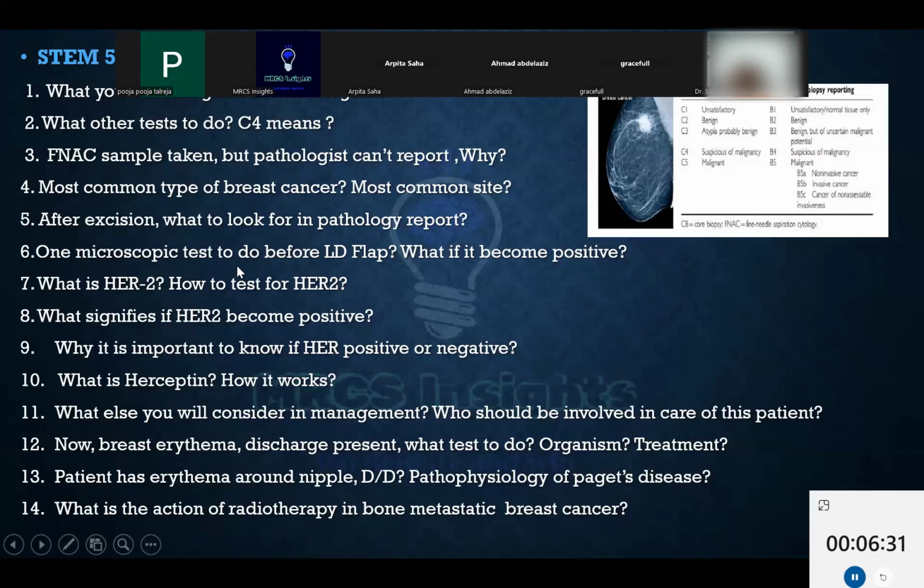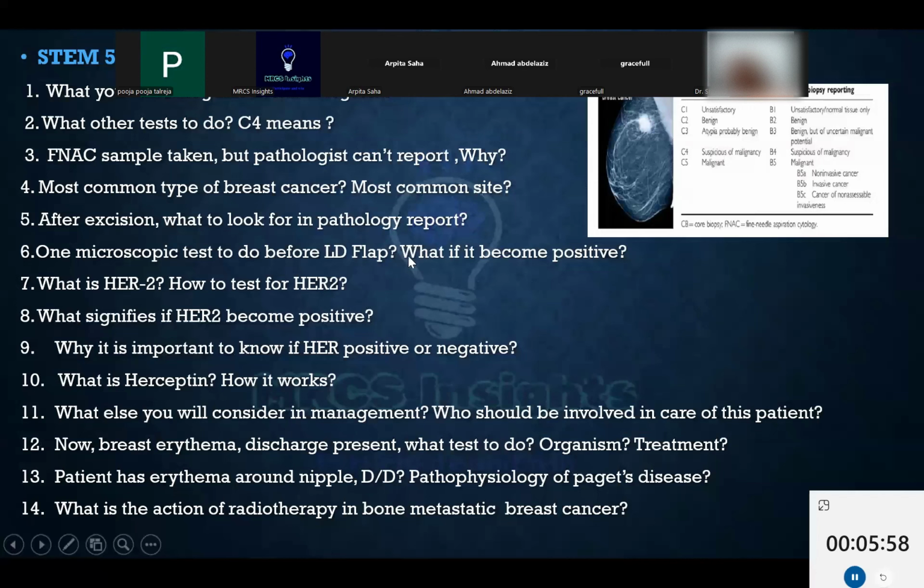Okay, so one microscopic test to do before the latissimus dorsi flap of this patient. I think we'll do culture and sensitivity, to exclude whether there is infection or not. What type of infection? Can you be more specific? I don't know, I'm sorry. Okay, no problem. Just tell me that you will come back later.